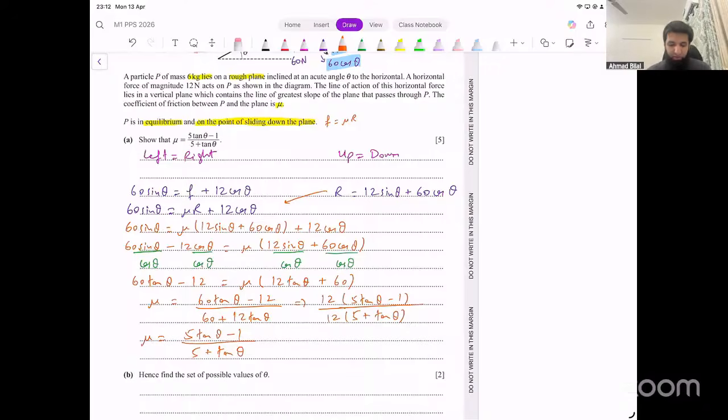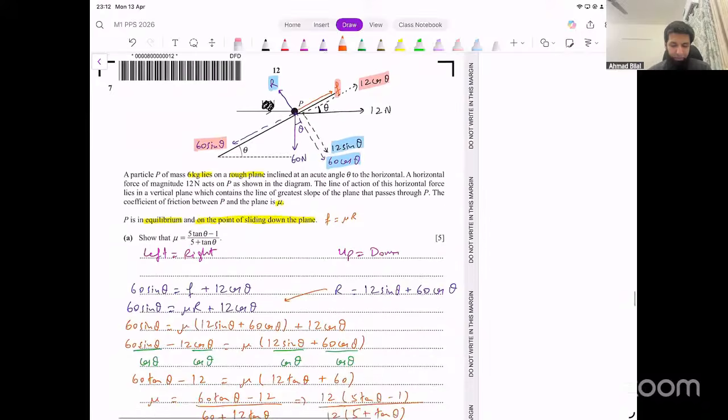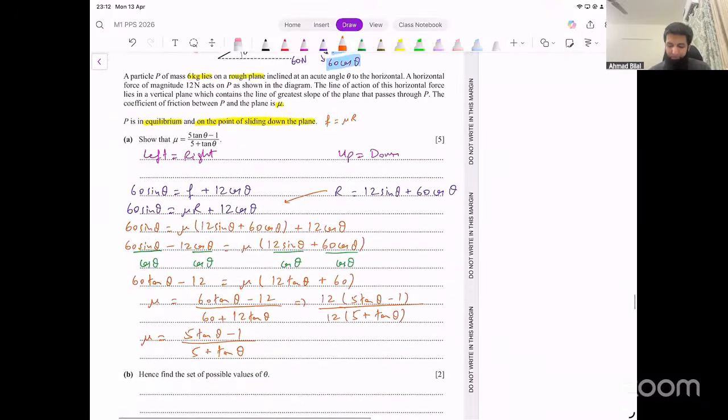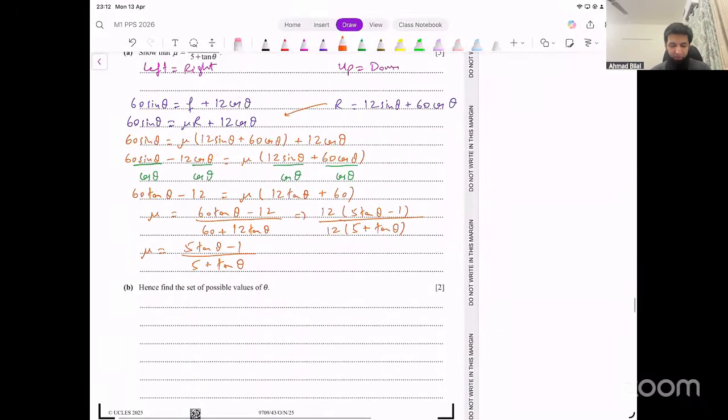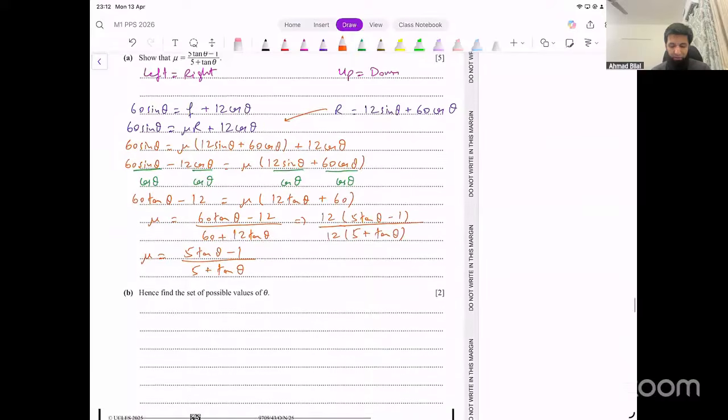These were actually not as difficult as they looked initially. Only question number 5 was a bit tricky. Let's look at the last one now. Hence, find the set of possible values of theta.